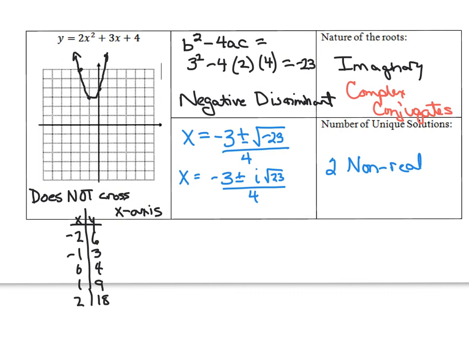So we've been doing some work with the nature of the roots today. Tomorrow in class we'll continue looking at the discriminant as well as the graphs and the types of roots that we have.